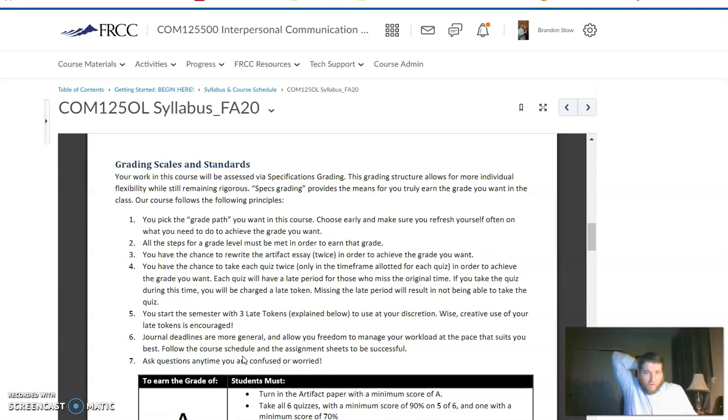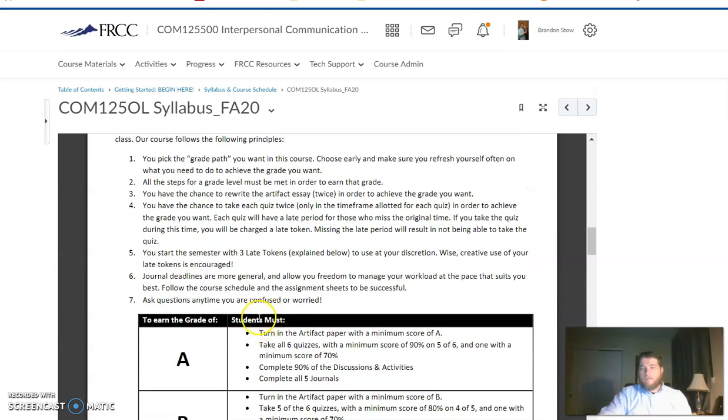So if you're like, you know what, I've got a really crazy semester, or there's a whole lot going on in my life right now, then maybe a B is for you, because a B means you get to do a little bit less work, and a C means you get to do a little bit less work. Okay, so let's take a look at this. I want to tell you how this stuff works. So you get to pick your path.